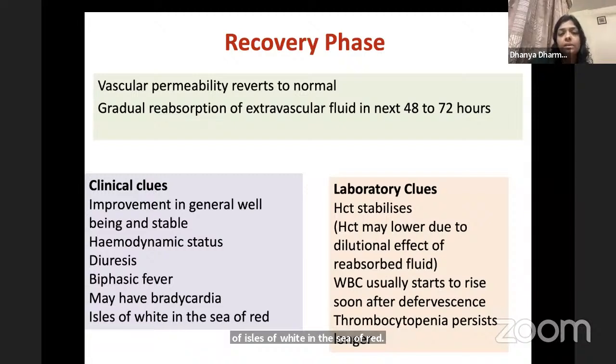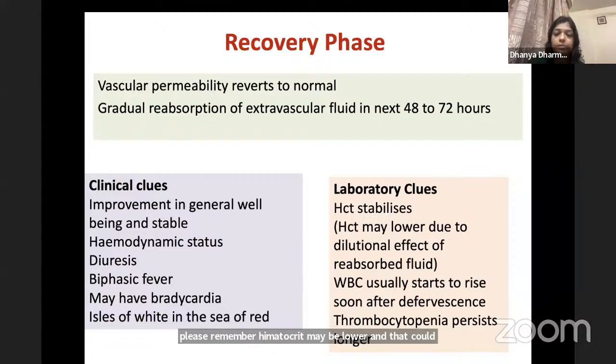The laboratory clues are the hematocrit stabilizes, and please remember hematocrit may be lower, and that could be due to the dilutional effect of the reabsorbed fluid. And then you have WBC gradual rise soon after defervescence, and then thrombocytopenia can persist still longer compared to WBC.